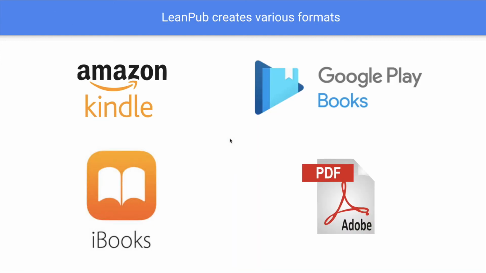As I mentioned, one nice aspect of LeanPub is that it creates various formats for you. In the end, after creating it on their system, you can sell the book on Amazon, on Google Play, on iBooks, and also create just a plain simple PDF. And everything looks nice since you created everything from the same source format.